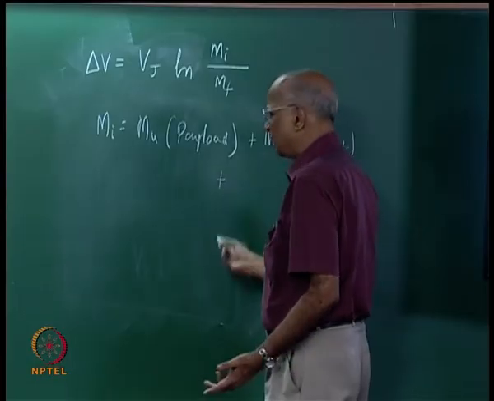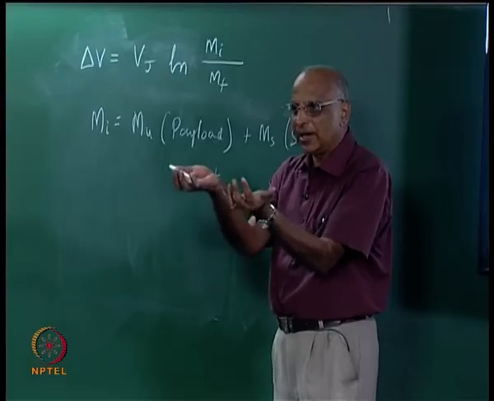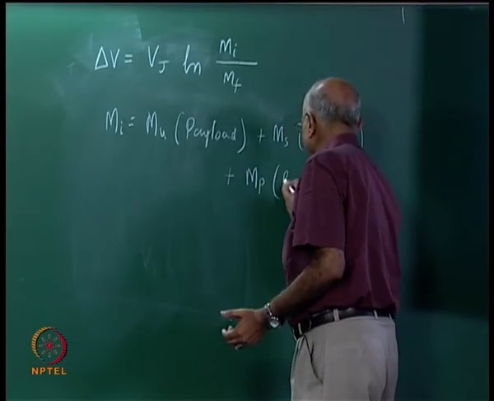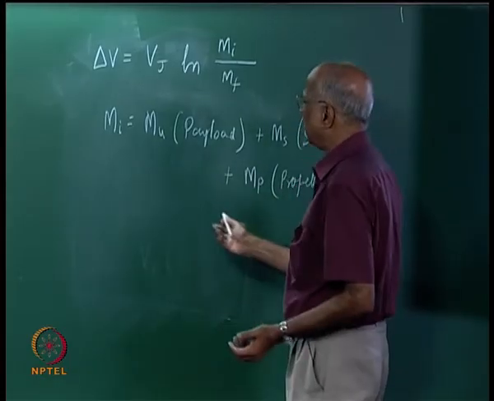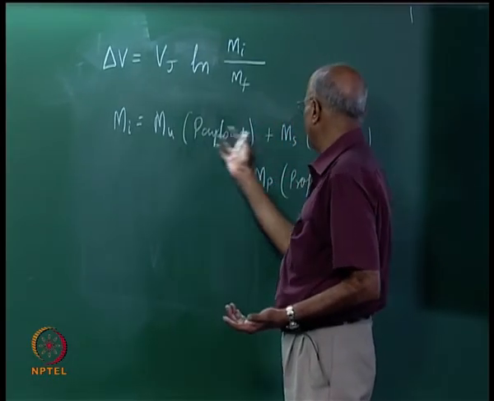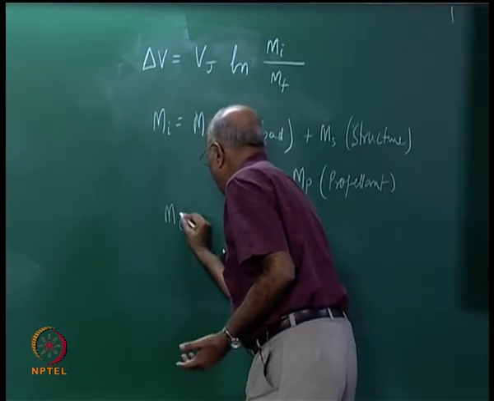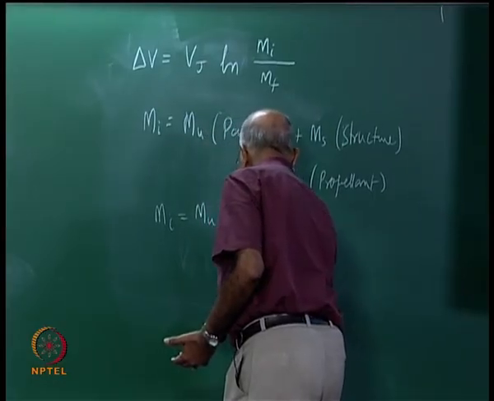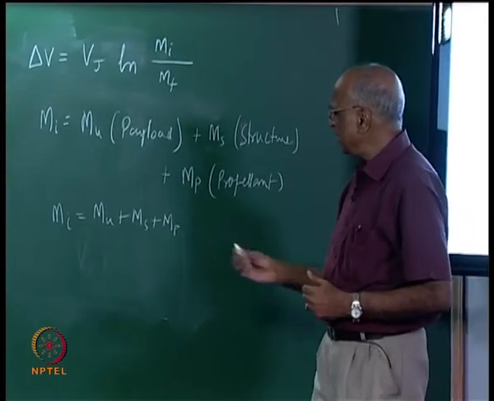Plus it should also have some fuel, and we said fuel is used for propelling and it is known as propellant. Therefore, we have something known as Mp, which we call the propellant. That means a rocket's initial mass comprises the payload, the structure plus the propellant, and we say Mi is equal to Mu plus the structural mass plus the fuel or the propellant, right. This is the initial mass.